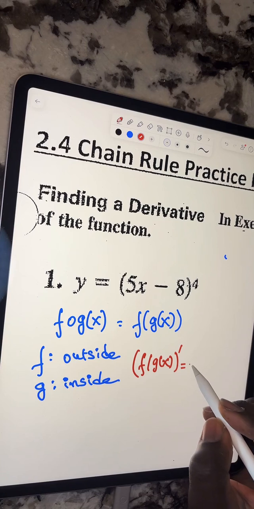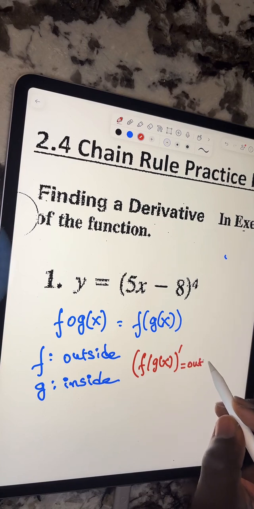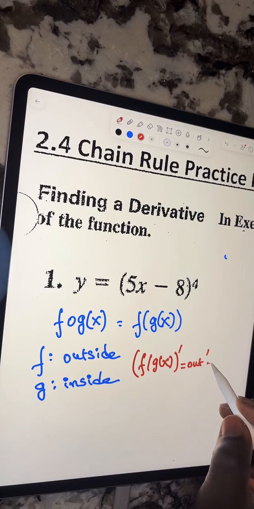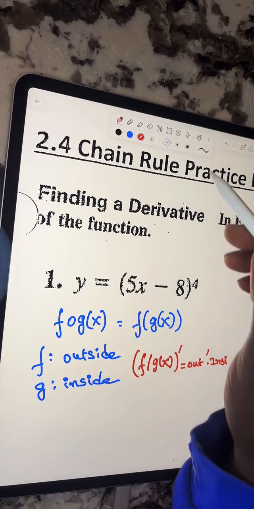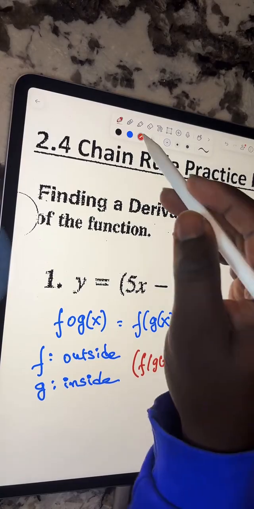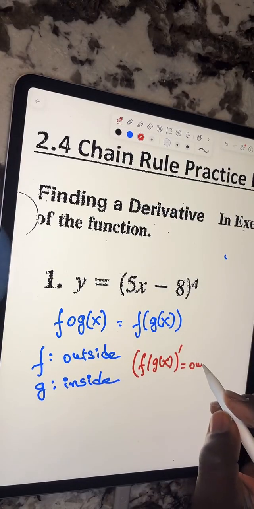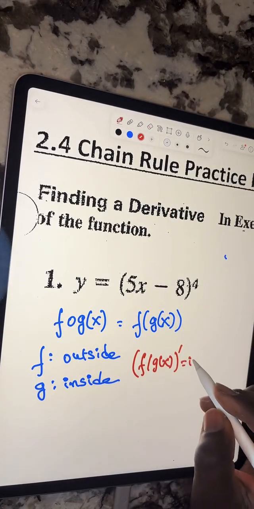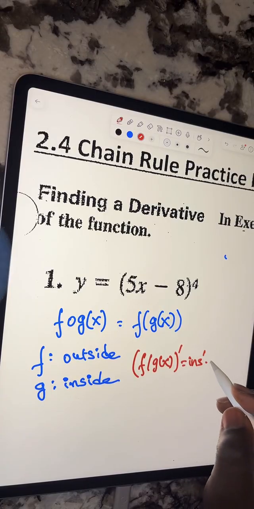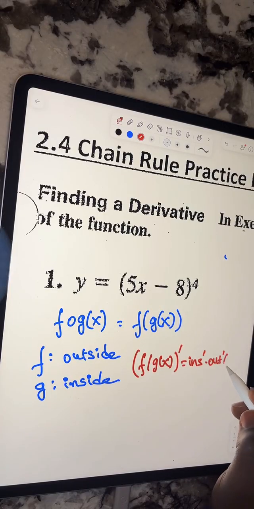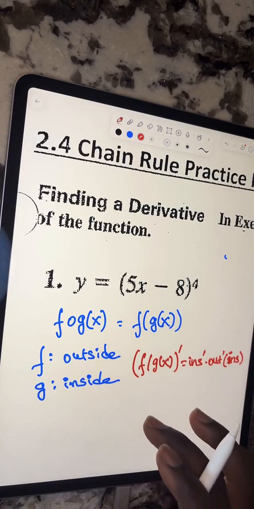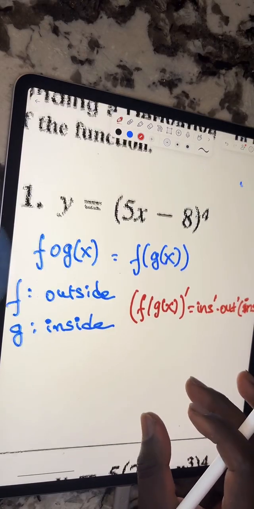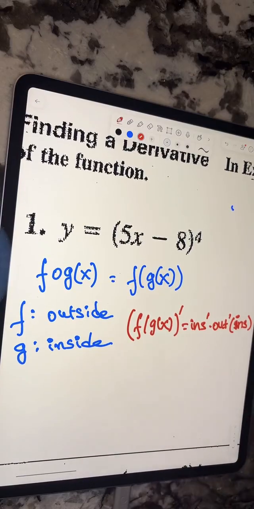So that would be the derivative of the outside times the derivative of the inside. I mean, what am I telling you? I think I'm not fully awake now. So the derivative of the inside times the derivative of the outside, and you replace x by the inside. Maybe those wordings don't make sense, right? Let's look at it now.